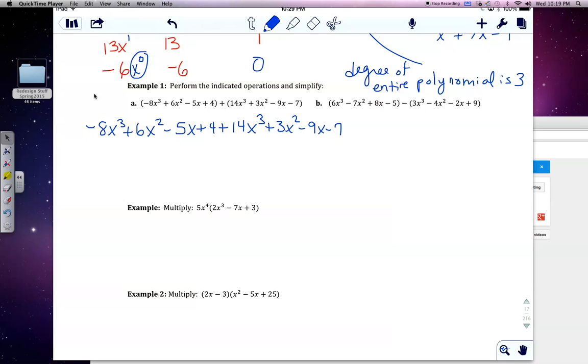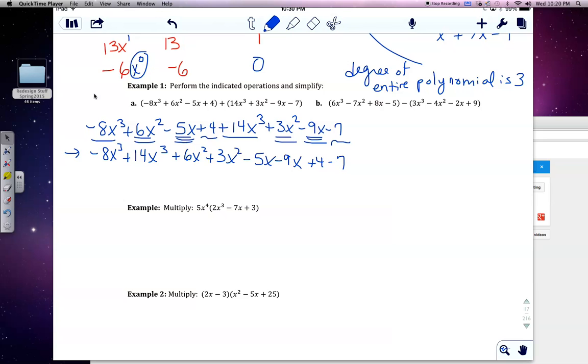And if you want, you don't have to do this step, but you can rearrange the x to the third terms next to each other. This term next to that one, plus 14x to the third. This term next to this one, plus 6x squared plus 3x squared. This one next to this one, minus 5x minus 9x. And then this one next to that one, plus 4 minus 7. You don't have to do this step. You can just go ahead and combine like terms, but some people like to do this step.